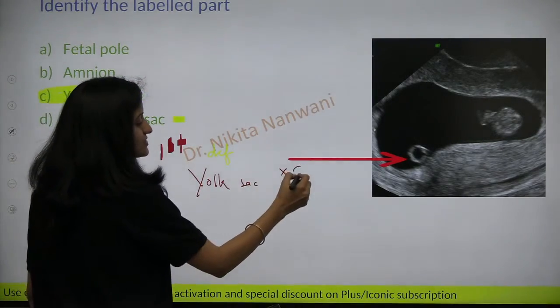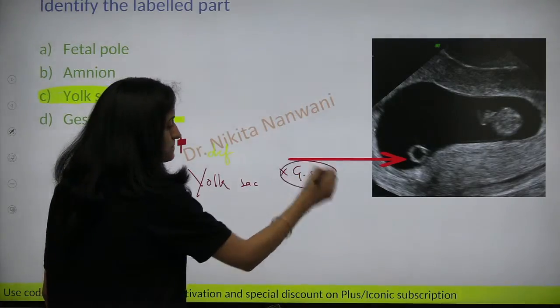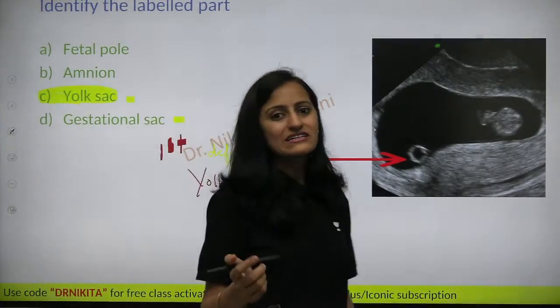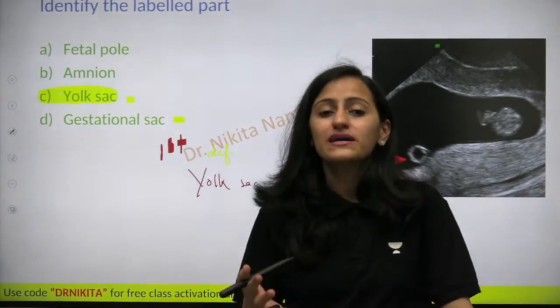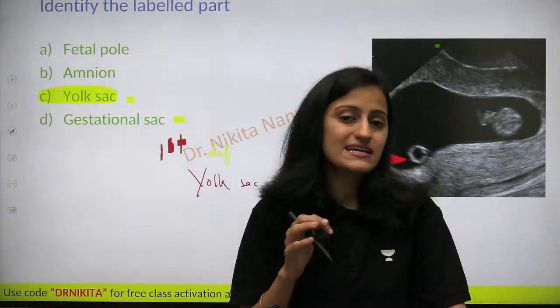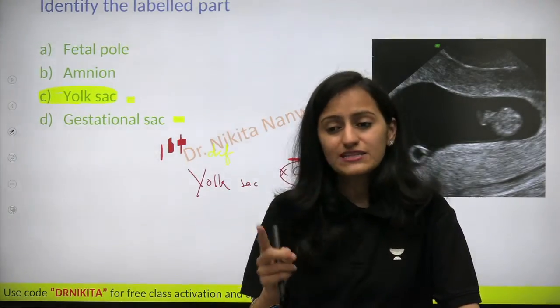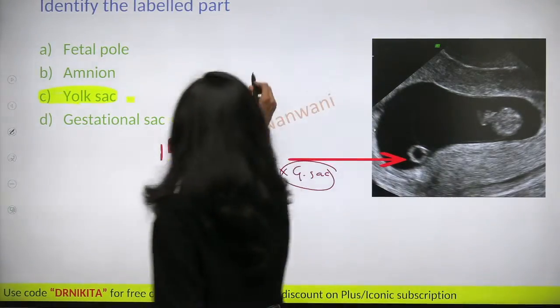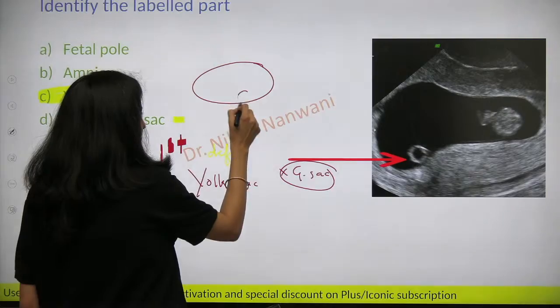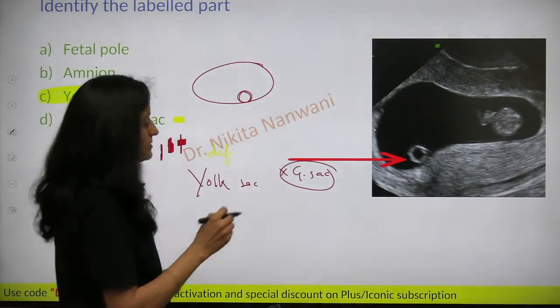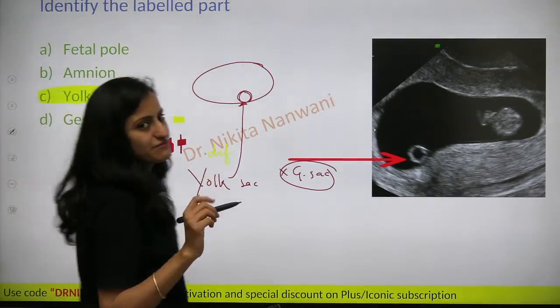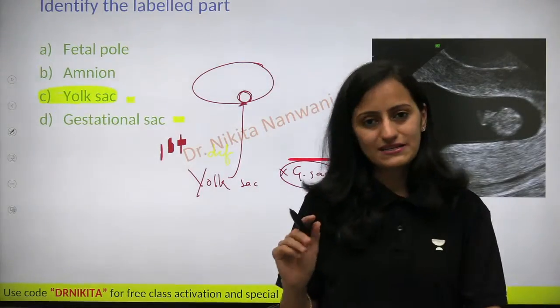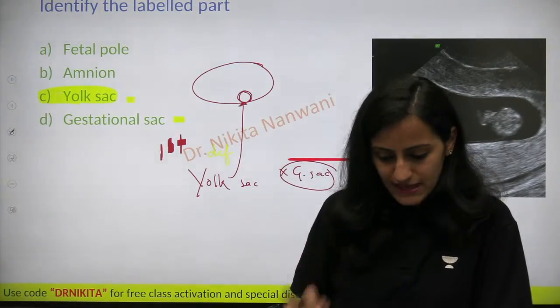It is not the gestational sac. Why? Because sometimes even in ectopic pregnancy, we can get a pseudo-gestational sac in the uterus. So that's why the gestational sac is not the first definitive sign. Within the gestational sac, the first thing to appear is the yolk sac. That is the first definitive sign of intrauterine pregnancy. Alright? So remember, that's the yolk sac there.